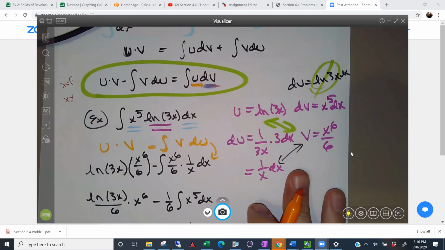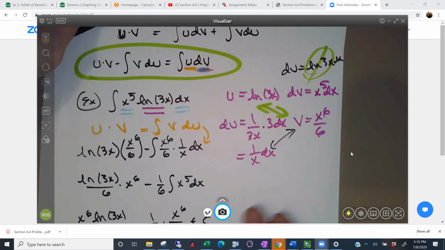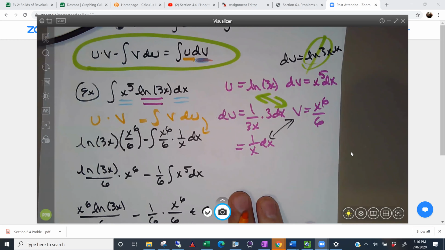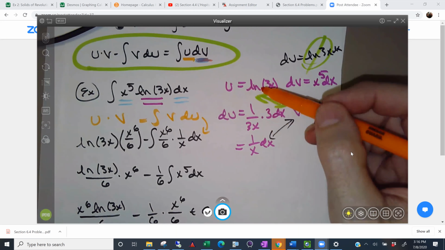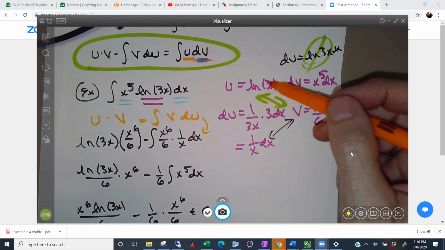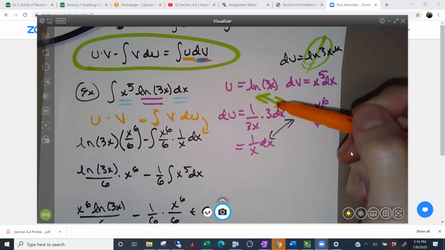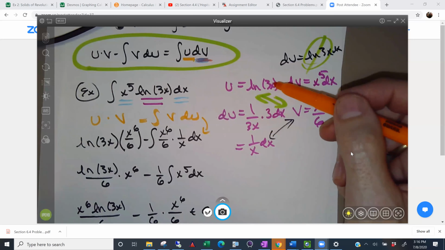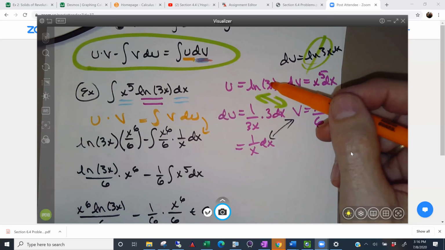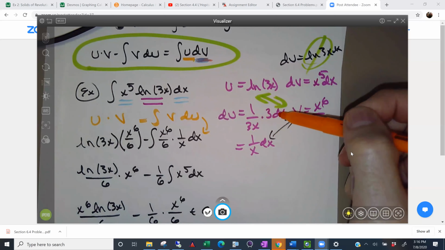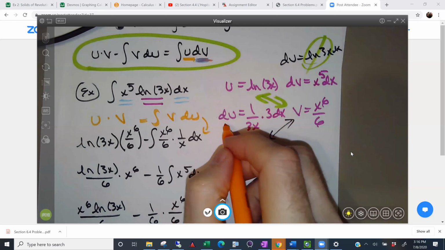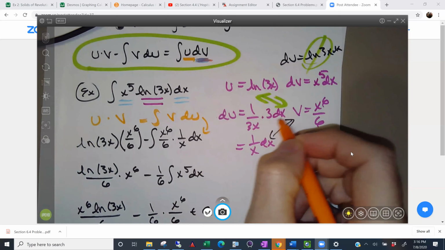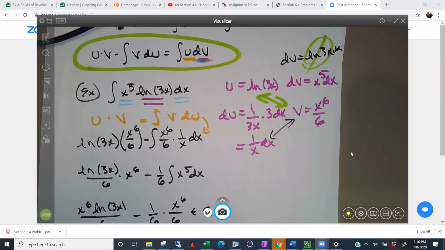Okay. Thank you. When you were doing the du, where'd you get the 3dx from? Well, when you differentiate this, it's 1 over u times the derivative of u, or 1 over the inside times the derivative of the inside, just applying the chain rule. So when I differentiate this, it's 3 times the derivative of x. Technically this is du by dx, and then I multiply by dx on both sides, and that's where you get the dx from. Oh, thank you. Yeah, no, appreciate it. Questions are really helpful.